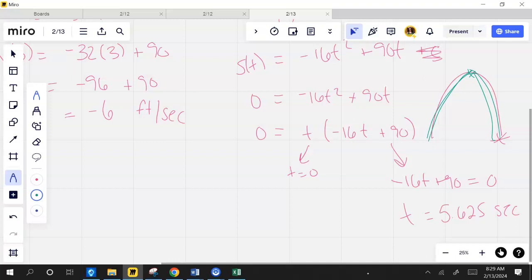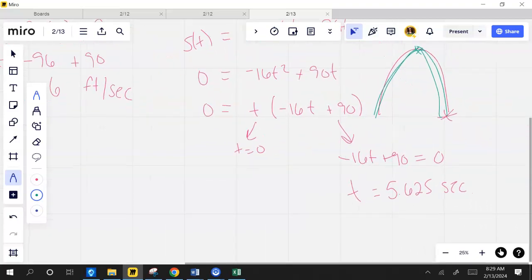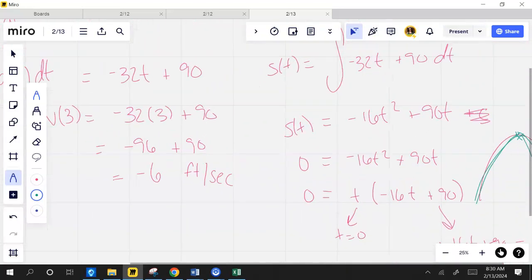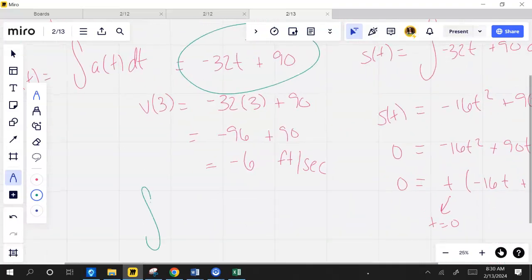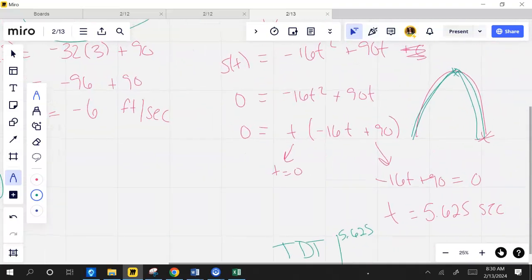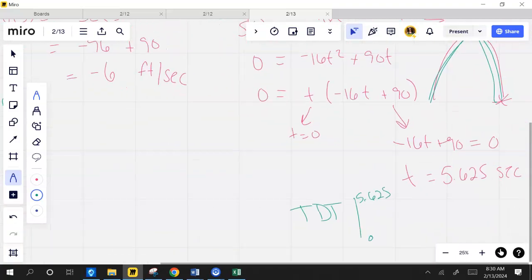And then part D, when it hits the ground, what's the total distance that is traveled? So I'm looking for total distance traveled from what to what? 0 to 5.625. So how do I do total distance traveled? Absolute value of velocity, right? Are y'all with me? So velocity, I have this equation. So I want the integral. And by the way, this is always positive, right? Agree with that? So I don't even have to split up the interval.